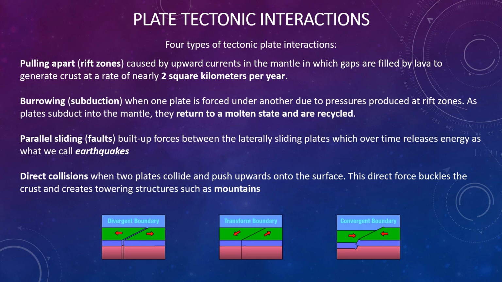We also have parallel sliding. This is faults at the plate boundaries, and this causes earthquakes when the plates laterally slip and slide past each other and release energy. There's also direct collisions between plates where they push into each other, and the direct force causes some buckling of the crust, and this is how we get really tall structures like hills and mountains.